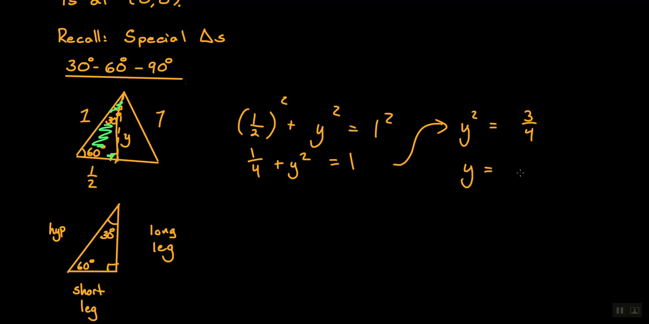Okay, anybody know the square root of 3 off the top of your head? Yeah, me neither. How about the square root of 4? Okay, so it would be root 3 over 2. Okay, now this is doable.